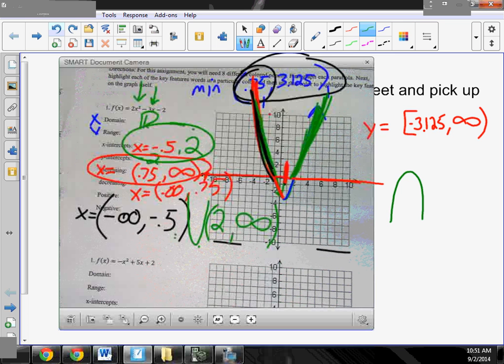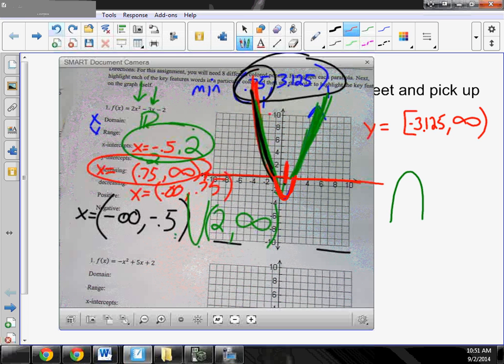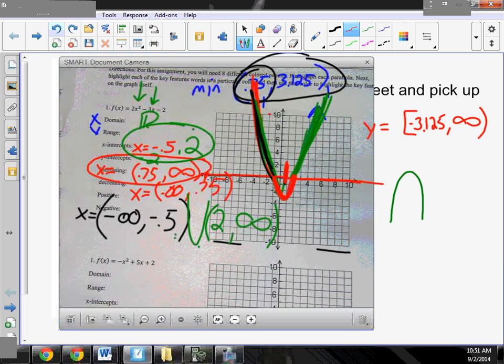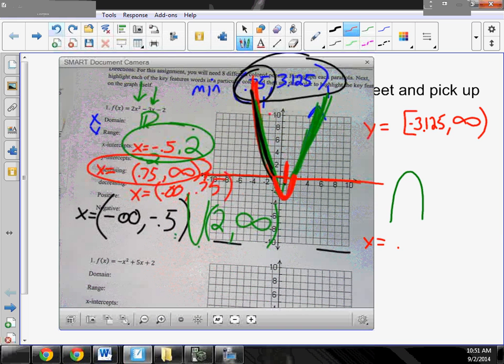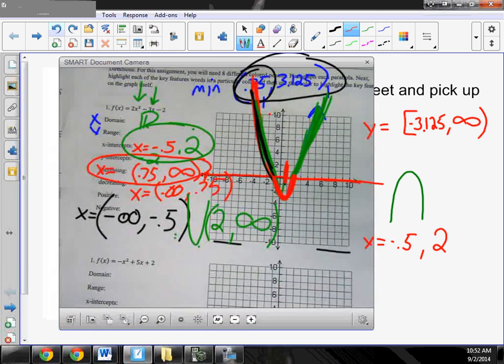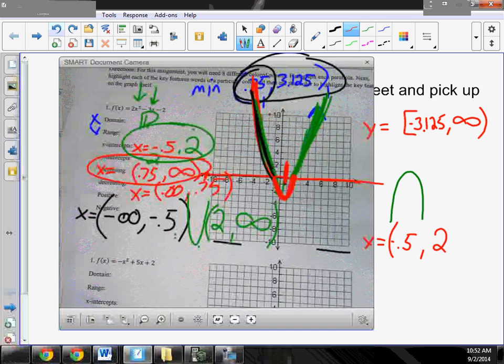Okay, so where is this graph negative? Below the x-axis, so all of this stuff down here. What is the smallest number in that set? Negative 0.5. So x equals negative 0.5. What is the biggest number in that set? 2. Do we include negative 0.5? No. Do we include 2? No. And now I'm done with the first number 1.